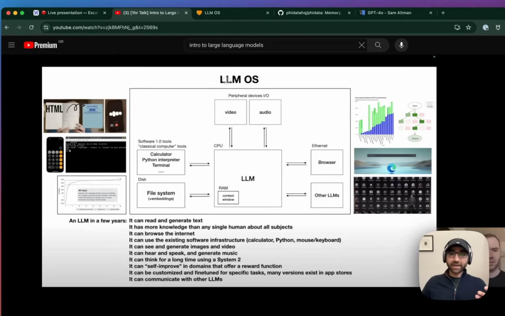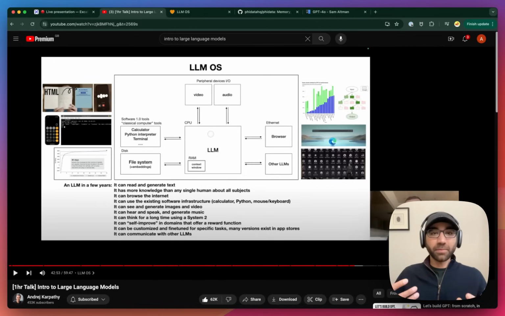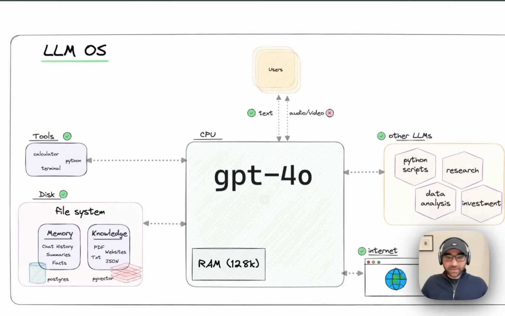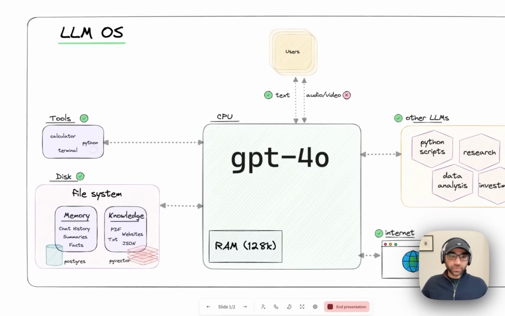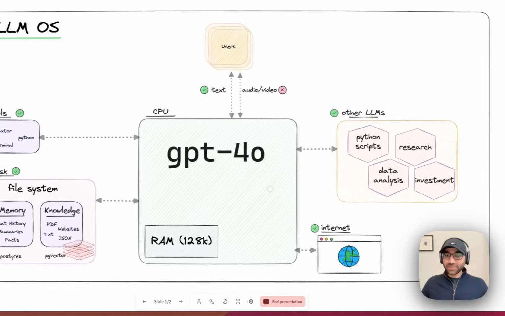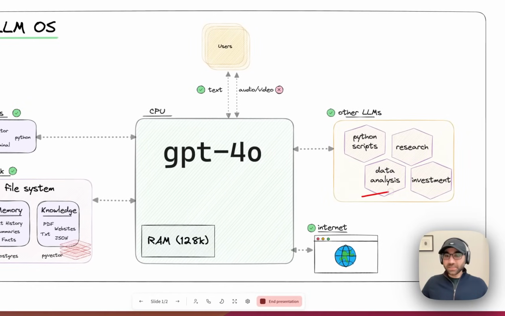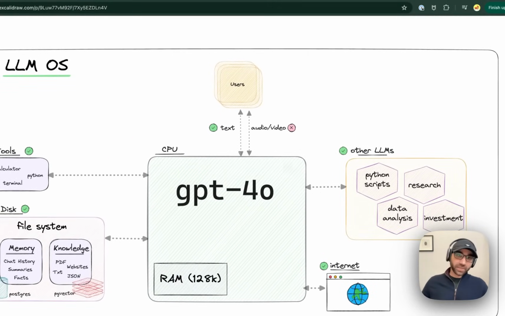It was first proposed by the magnificent Andrej Karpathy in his Intro to Large Language Models talk, where he says that we should think about the LLM as the kernel process or the CPU of an emerging operating system. Now, this LLM, today we're going to be testing with GPT-4o, has access to a bunch of software 1.0 tools like calculator, Python, terminal. It has access to a file system. We give it access to a database and a vector database. It has access to other LLMs for writing Python scripts, data analysis, writing research reports or investment reports. And it also has access to the internet. And using these different tools, it solves problems using natural language. So let's put this to the test.